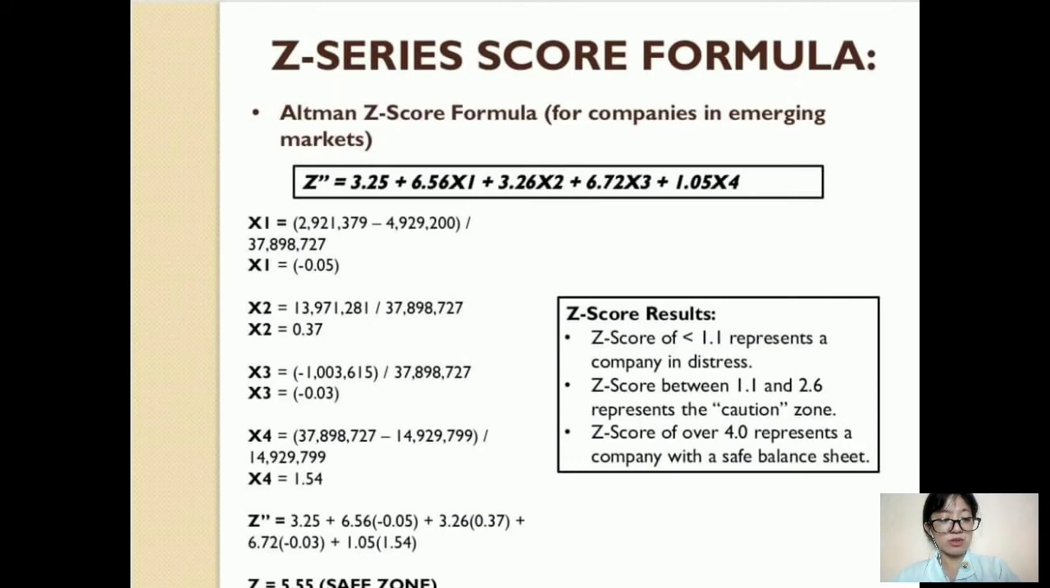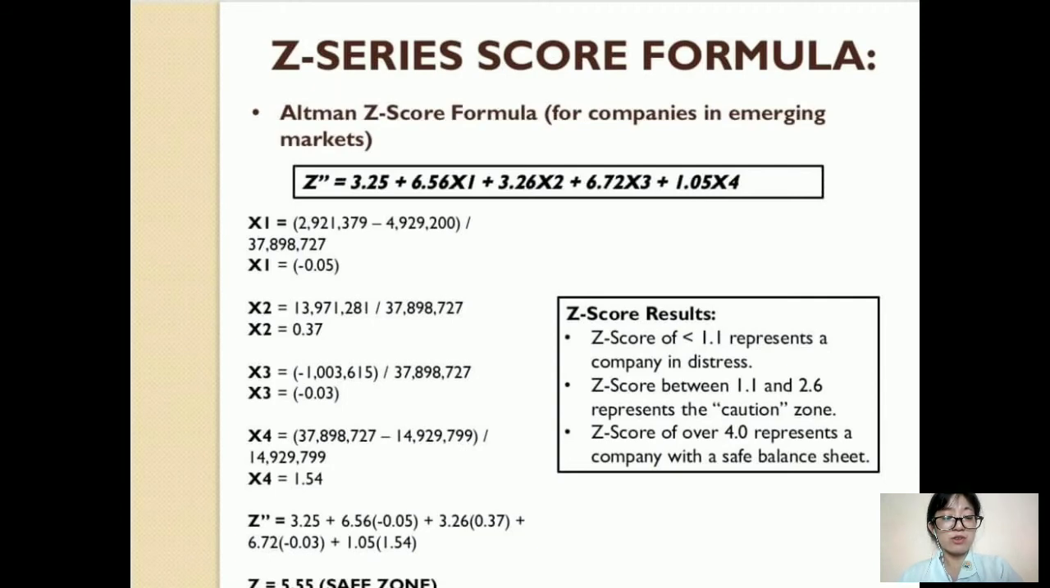Last is the x4. To solve for the x4, you need to divide the book value of equity by the total liabilities. To solve for the book value of the equity, you need to subtract the total liability, which is 14.9 million, from the total asset, which is 37.8 million, and then divide it by the total liability, which is 14.9 million. So the value of x4 is 1.54.